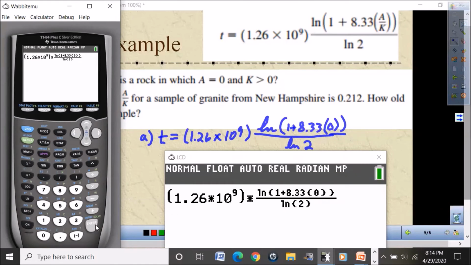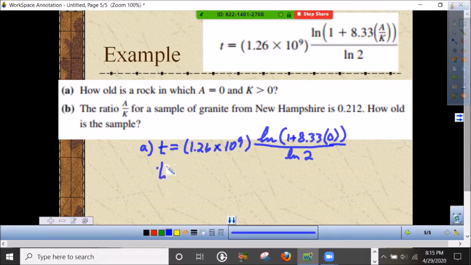When we do this calculation on a calculator, we can indeed confirm that the answer is 0. This is because this numerator works out to natural log of 1, which is a value of 0. So this rock is essentially brand new, T equals 0.